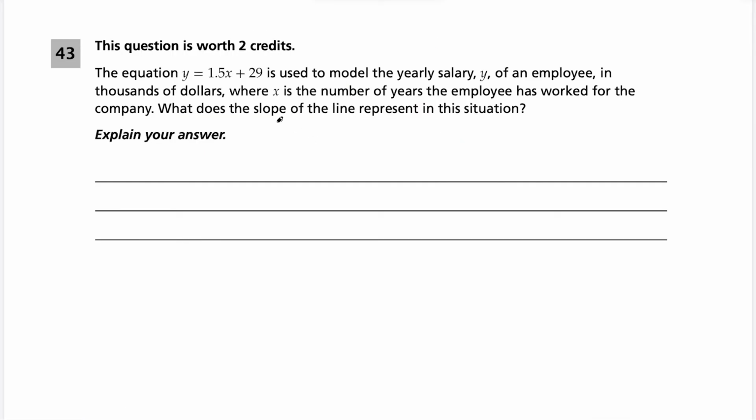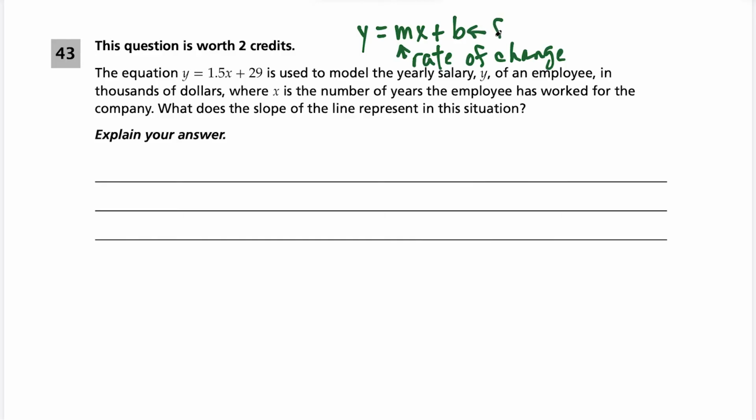Question 43, the equation y equals 1.5x plus 29 is used to model the yearly salary y of an employee in thousands of dollars, where x is the number of years the employee has worked for the company. What does the slope of the line represent in this situation? So for this question, we're using the formula y equals mx plus b. And if we were just graphing a line, m is the slope and b is the y-intercept. But in word problems, m is the rate of change. Okay, that's the rate. And b is the fixed amount.